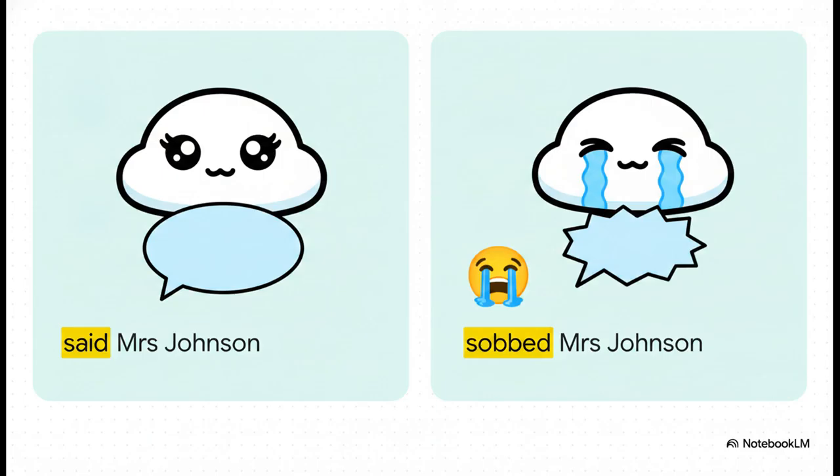Just look at how much power a single word holds here. On the left, we have a basic tag, "said Mrs. Johnson." I mean, it does the job, right? But look on the right, "sobbed Mrs. Johnson." Wow! Instantly, we know exactly how she's feeling. Swapping a basic word for an emotive tag completely transforms the mood of the sentence, and it saves you from having to write a whole paragraph just to explain that she's sad. It's a real game changer.